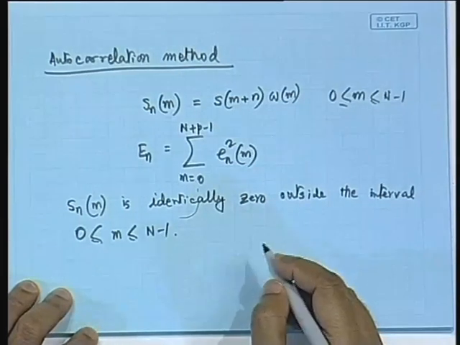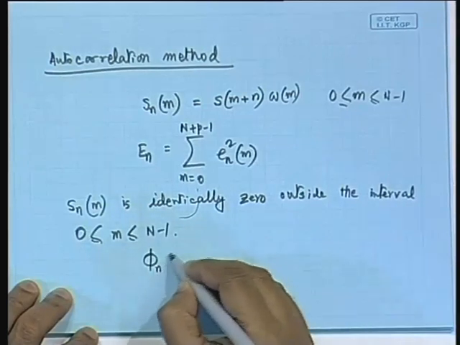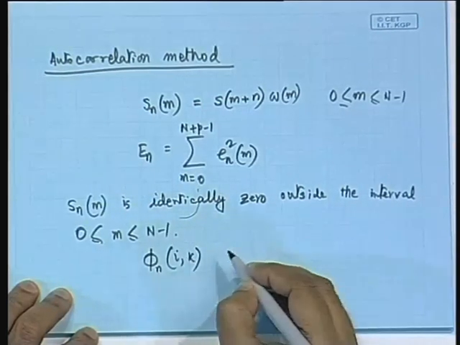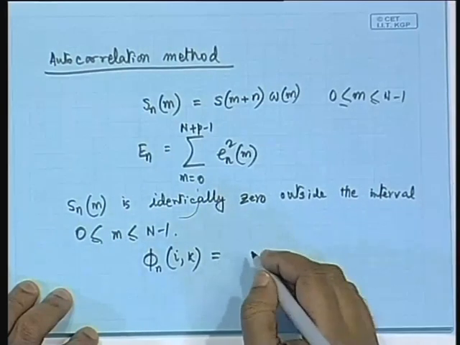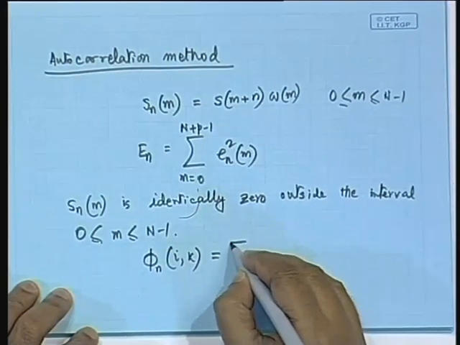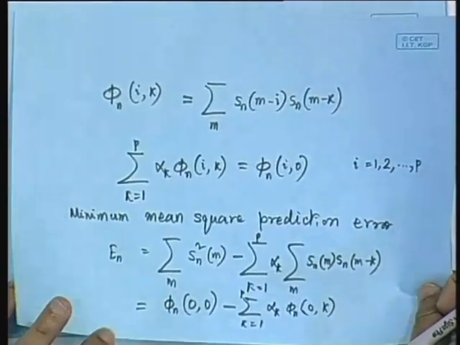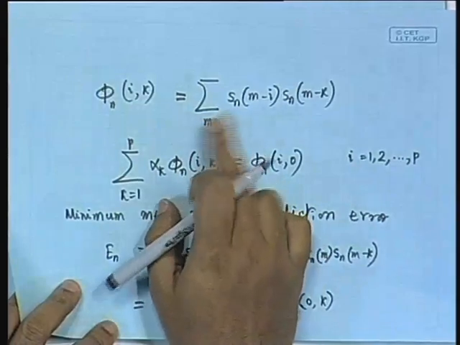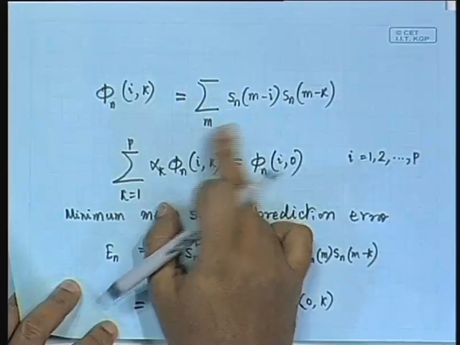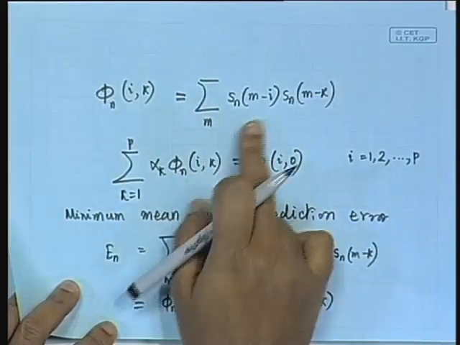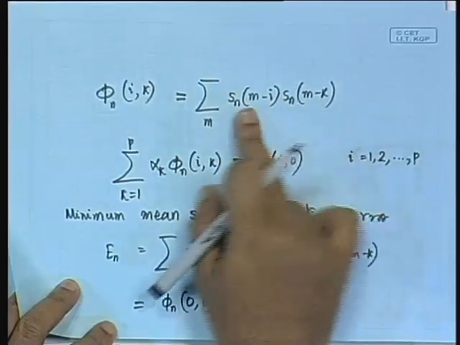And then we can show that our phi n of i, k, our original definition of the autocorrelation, and what we were writing just now whenever I was writing phi n of i, k, look that I have kept the limit of the summation open ended. I have kept the summation over m, but then wrote here s n of m minus i, s n of m minus k.